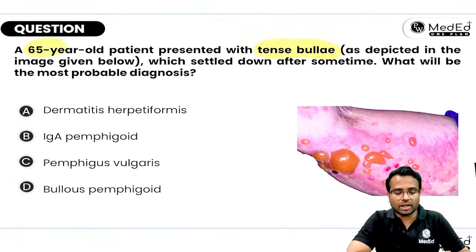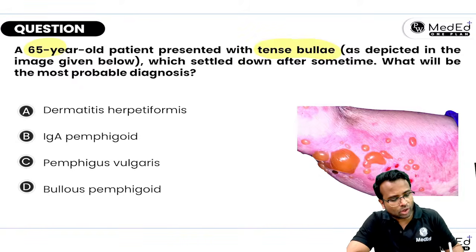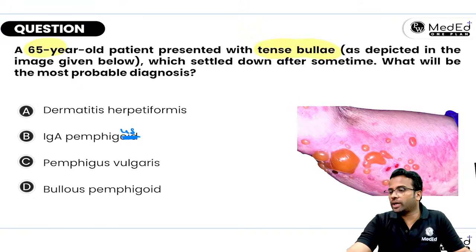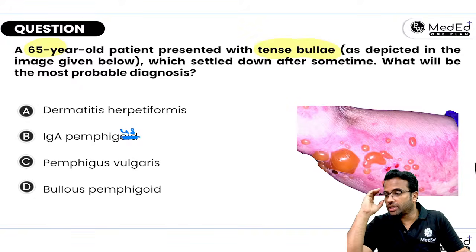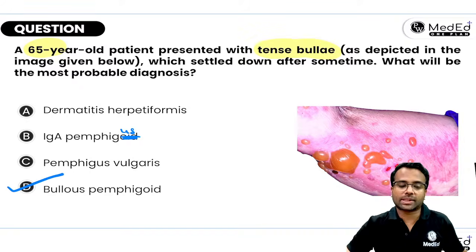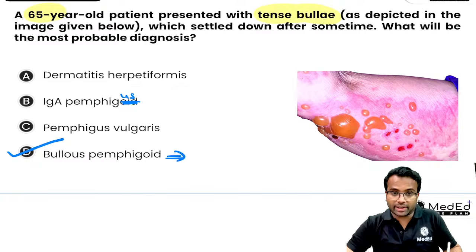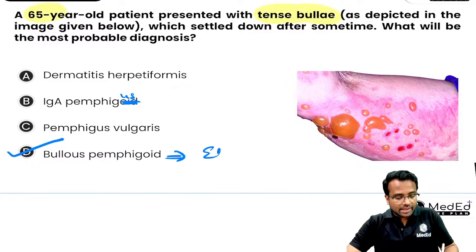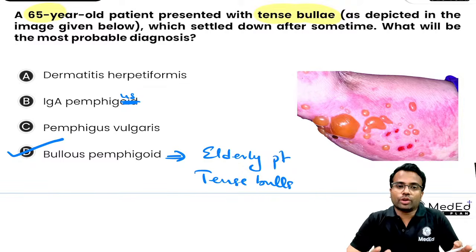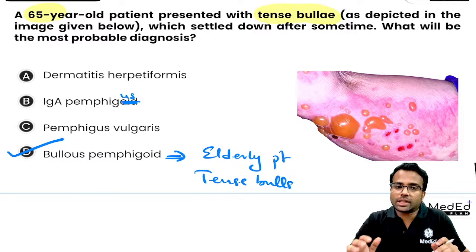So is it because of dermatitis herpetiformis, or IgA pemphigus, pemphigus vulgaris, or bullous pemphigoid? Who can answer? Prajapat, Harish, Jivita, all of you are answering bullous pemphigoid. Excellent. Why bullous pemphigoid is the most appropriate fit in this MCQ is because this is an elderly patient and the patient is having a tense bulla. So these 2 points are more than enough for you to answer it as bullous pemphigoid.